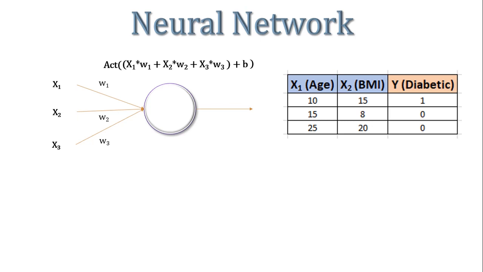So if you can see on the screen, we have this data set where we have two feature columns, that is x1 as age and x2 as BMI, and one target column, that is y as diabetic. So by seeing this data, we have to predict whether a person is diabetic or not based on feature columns x1 and x2. So let's take this particular example and see how we can train our neural network and predict the correct output. Let's draw a neural network structure.